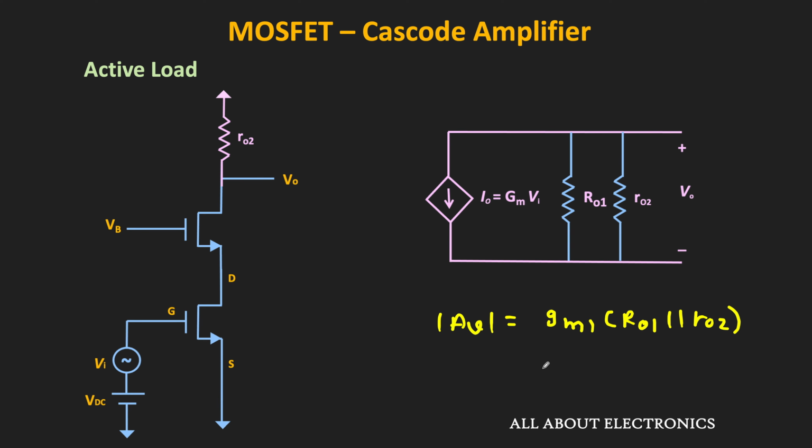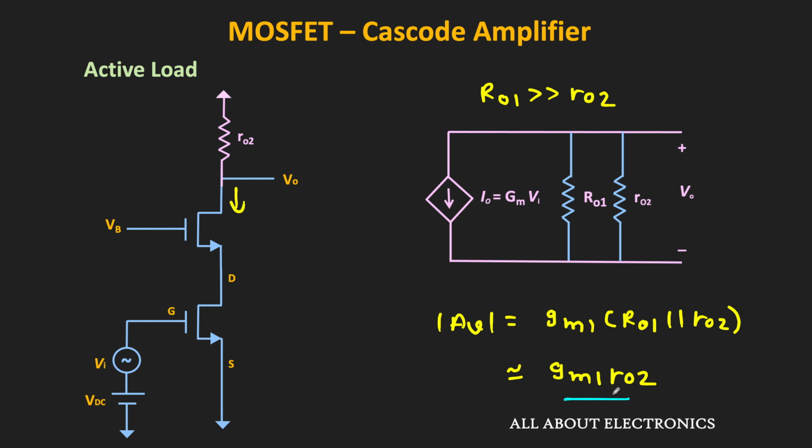Here, obviously, R01 will be much greater than R02, because R01 is the output impedance of this cascode stage. So we can say that approximately the voltage gain is equal to Gm1 times R02, which is typically similar to the intrinsic gain of this common source amplifier. But this gain can be improved further by using the cascode current source.